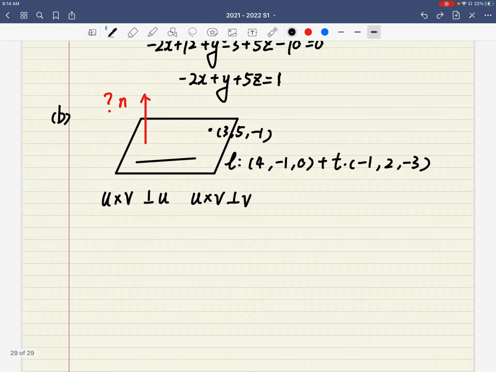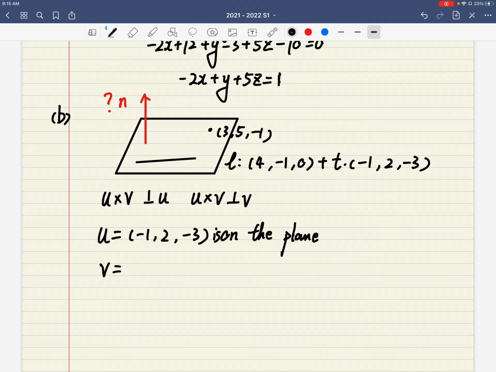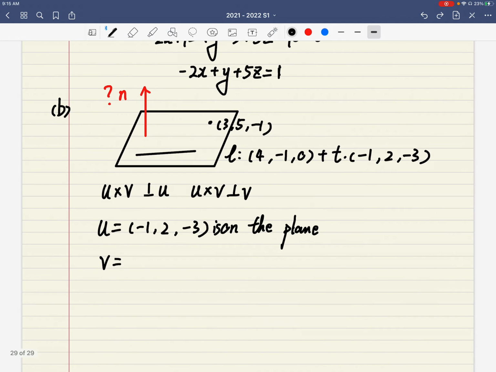To do that, we can use the direction vector of the line, because we already know this vector is on the plane. It is just t times this vector, so we can use this as our direction vector: negative 1, 2, negative 3. This vector is on the plane. And we need another vector, and it cannot be the same vector. If two vectors are the same, it doesn't work. So we need a different vector.